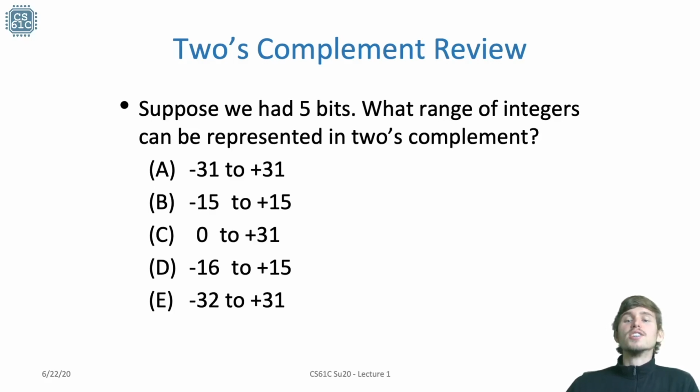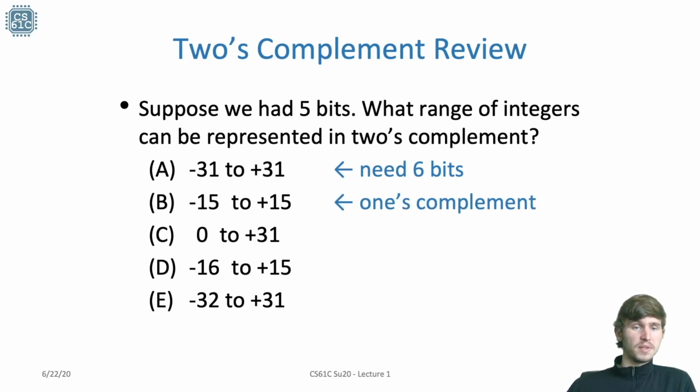Okay, I'm bored. So let's go over the first one. Negative 31 to 31: if we want to do this, we'd need 6 bits, so that doesn't even matter. How about negative 15 to positive 15? With 5 bits, we could represent that, but we need to use 1's complement. How about 0 to 31? Once again, we could represent that with 5 bits, but we need to use unsigned, so we couldn't use 2's complement.